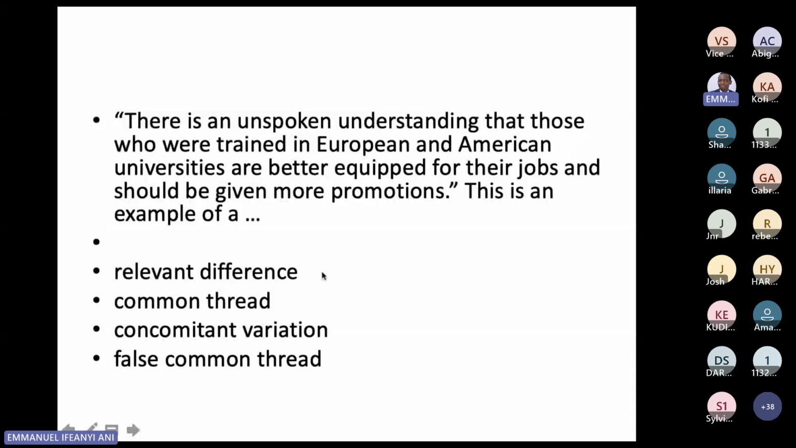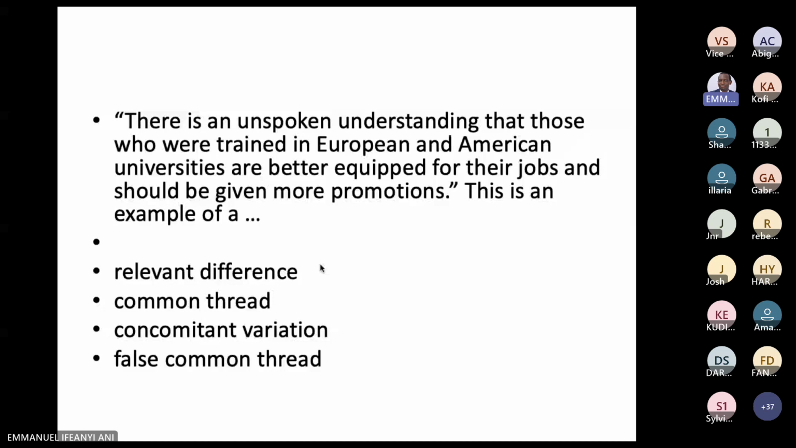Okay, so the next one. Now there's an unspoken understanding that those who were trained in European and American universities are better equipped for their jobs and should be given more promotion. So this is an example of what? Yeah, Shadrach. Doc, relevant difference reasoning.